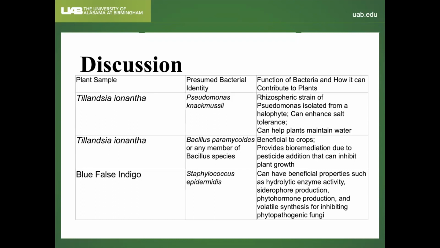We then also got Bacillus paramycoides, which is known for being beneficial to crops and could also provide bioremediation due to pesticide addition that can inhibit plant growth. As this is a common air plant that is grown within commercial areas, it makes sense that they would spray pesticides on these plants to help prevent bugs from getting into it and destroying it. So maybe this is a new adaptation or new addition to their microbiome to help prevent inhibition to their growth.